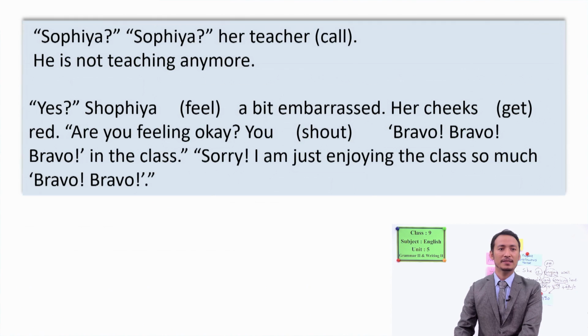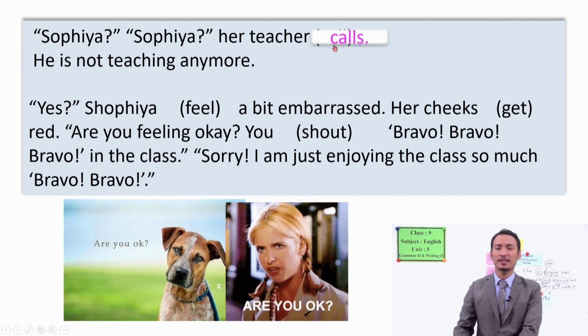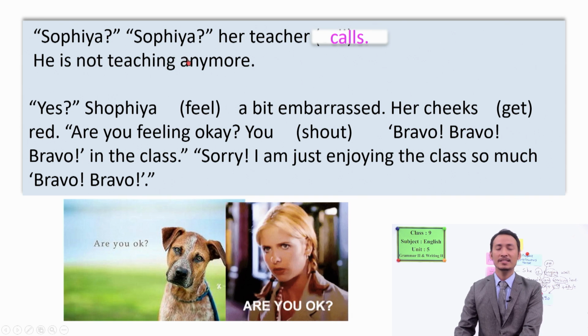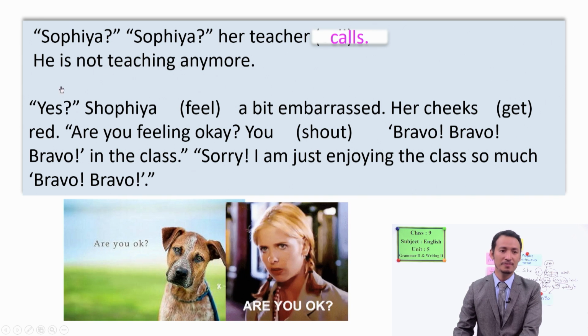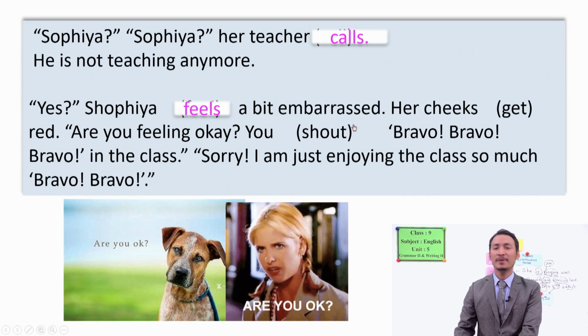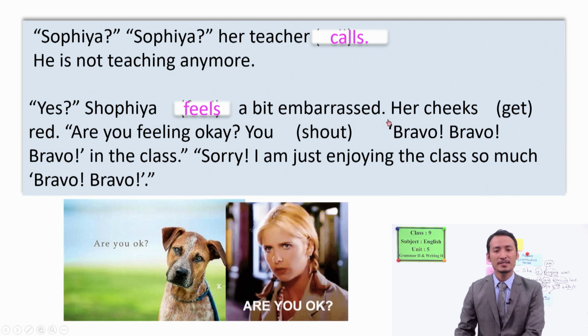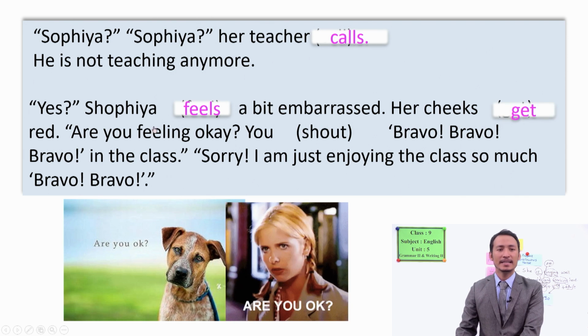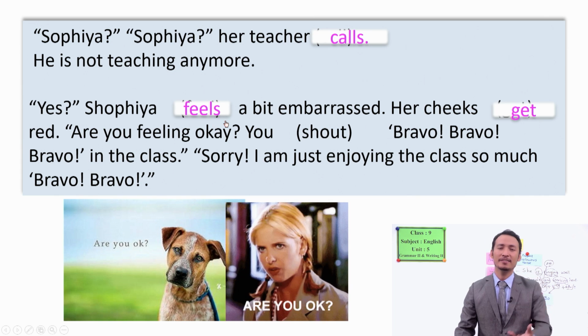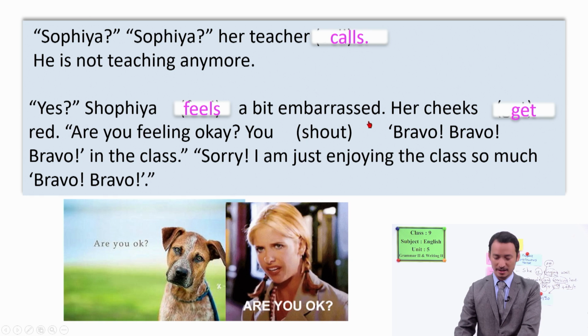Now we have the next part. Look here, Sophia, her teacher calls. Okay, so that's the thing happening, and he is not teaching anymore. He is not teaching anymore. This is in continuous form. Yes, Sophia feels a bit embarrassed. This is the situation. She feels a bit embarrassed. Her cheeks get red. Okay, this is not an action. Your cheeks getting red is not an action. It's just the state of things.